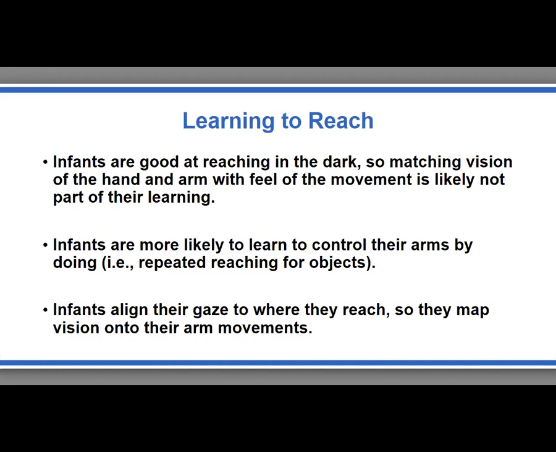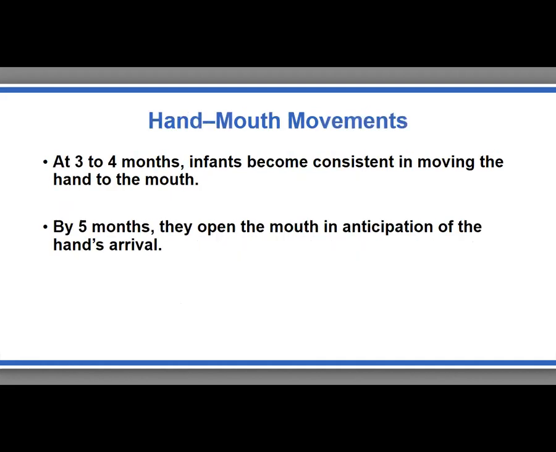So what this theory says is that once they're doing this repetitive reaching and grasping of something, now they're bringing vision into it as a secondary response, I guess, is kind of how this book puts it.